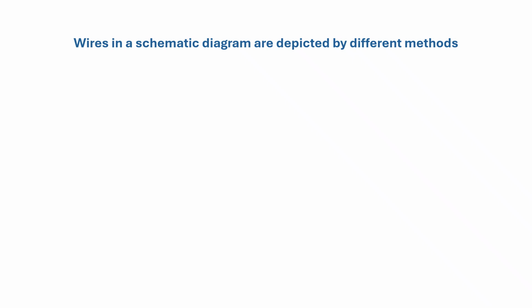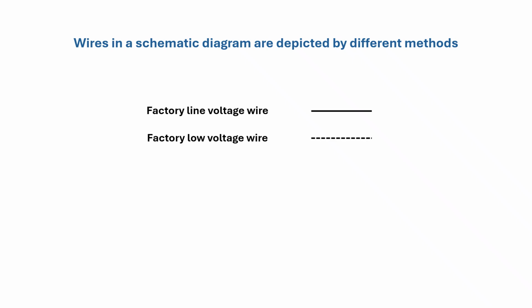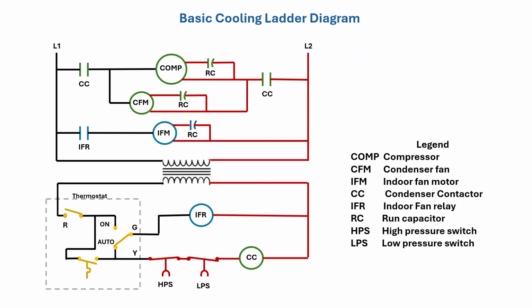Wires in a schematic are depicted by different methods. A factory line voltage wire is depicted by a solid line. A factory low voltage wire is depicted by a dotted line, and a field low voltage wire is depicted by a dashed line. In a ladder diagram, the transformer separates the high and the low voltage sides of the system. In this basic cooling ladder diagram, the wires and controls are shown in color to help the student trace the circuit. The legend identifies the controls and loads in the circuit.